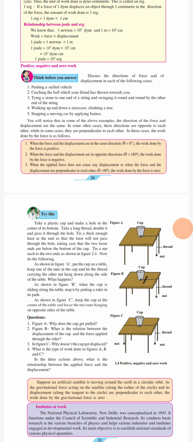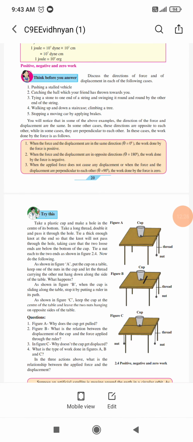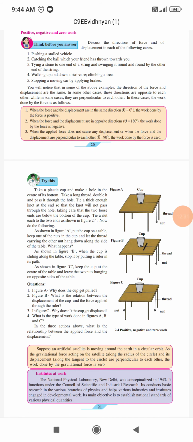So they are giving a question. A, Figure A: why does the cup get pulled? क्यों pulled हो रहा है? Second, what is the relation between the displacement of the cup and the force applied? What kind of displacement is there? Force and displacement, they are telling us in work done. And in the figure C you will observe, why doesn't the cup get displaced? Cup क्यों नहीं हिल रहा है? You will observe on both the ends. So in A, B, C, you will see the relationship between the force and the displacement.